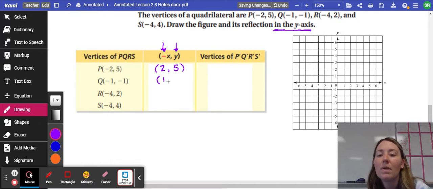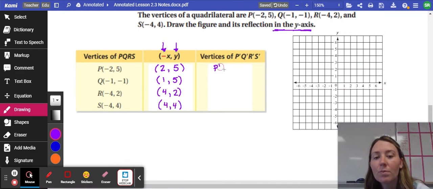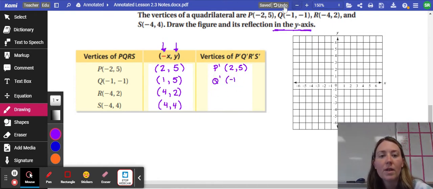The opposite of -1 would be 1. We leave the y-coordinate alone. The opposite of -4 would be 4. We leave the y-coordinate alone. And the opposite of 4 would be 4. We leave the y-coordinate alone. I'm sorry, the opposite of -4 would be 4. Okay, so we take the opposite of each. So P prime is 2, 5. Q prime is, whoops, where's my undo? It's 1, 5. R prime is 4, 2. And S prime is 4, 4.